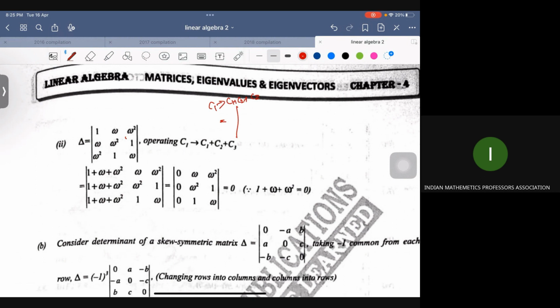We know that in complex numbers, 1 plus omega plus omega square, the cube roots of unity, is equal to 0. So by substituting the values, if any row or any column of a matrix is 0, its determinant will be 0.